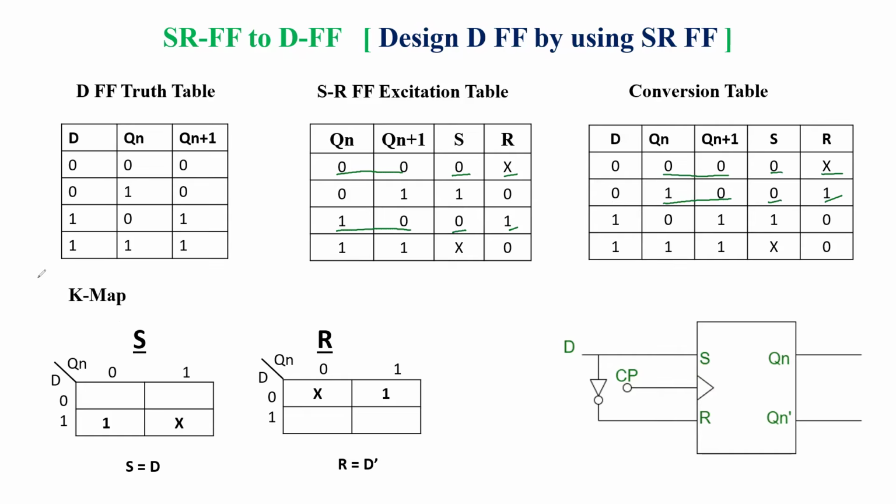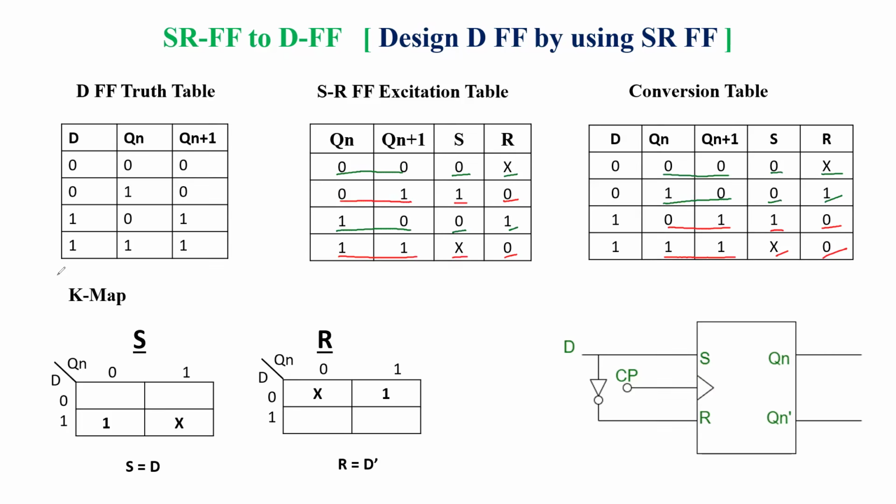Then we have another combination when we have 0, 1. So we have to look here in the excitation table. 0, 1: S is 1, R is 0. So S is 1, R is 0. Last one is 1, 1. So here both are 1, 1. Then S is don't care, R is 0. So S is don't care, R is 0. Like this, we are able to form the conversion table.